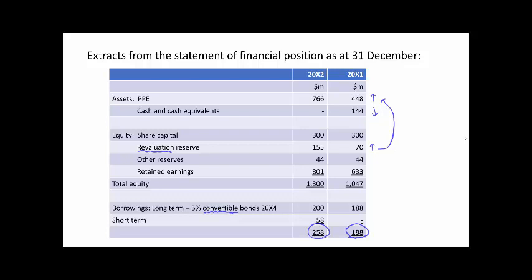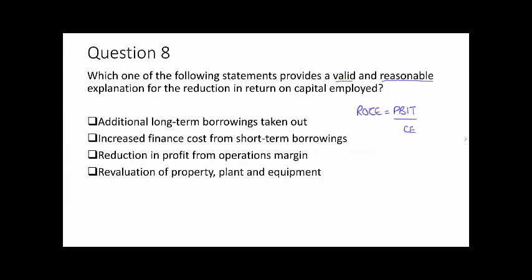So if I now go and look at my options as to why my ROCE may have reduced, it says additional long-term borrowings have been taken out. Now we did see an increase in long-term borrowings, but we said that is most likely to be us accounting for the liability element that we actually needed to include from that convertible bond. So it doesn't appear as though there have actually been any additional borrowings.